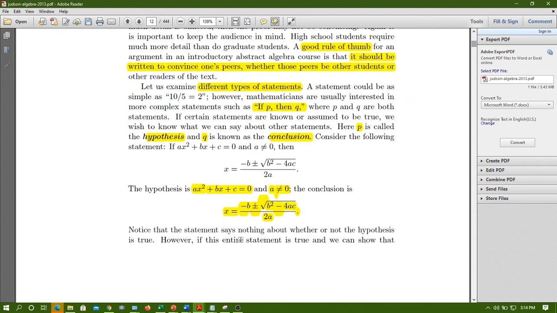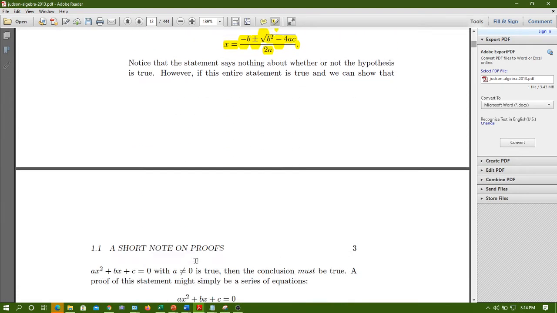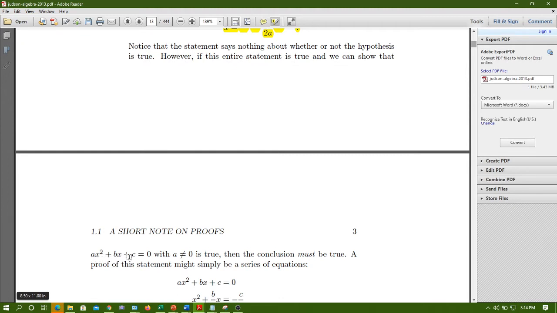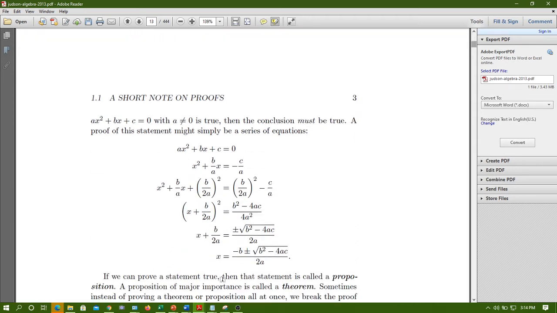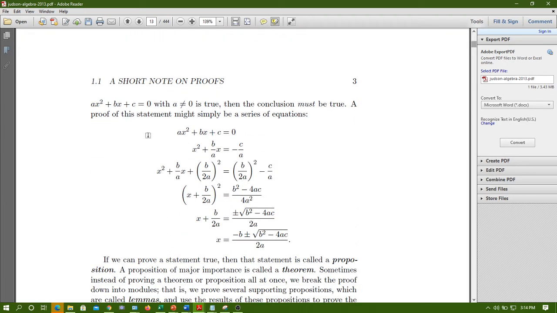Notice that the statement says nothing about whether or not the hypothesis is true. However, if this entire statement is true and we can show that ax squared plus bx plus c equals 0 with a not equal to 0 is true, then the conclusion must be true. A proof of this statement might simply be a series of equations. So this is how to translate the general quadratic equation to the quadratic formula. So this is the whole process of doing it.